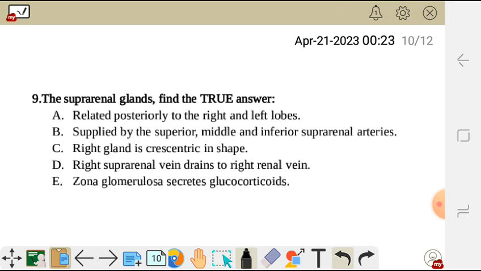Question 9. The suprarenal glands, find the true answer. A, related posteriorly to the right and left lobes. B, supplied by the superior, middle, and inferior suprarenal arteries. C, right gland is crescentic in shape. D, right suprarenal vein drains to the right renal vein. E, zona glomerulosa secretes glucocorticoids. So concerning the suprarenal glands, the true statement here is that it is supplied by the superior, middle, and inferior suprarenal arteries.